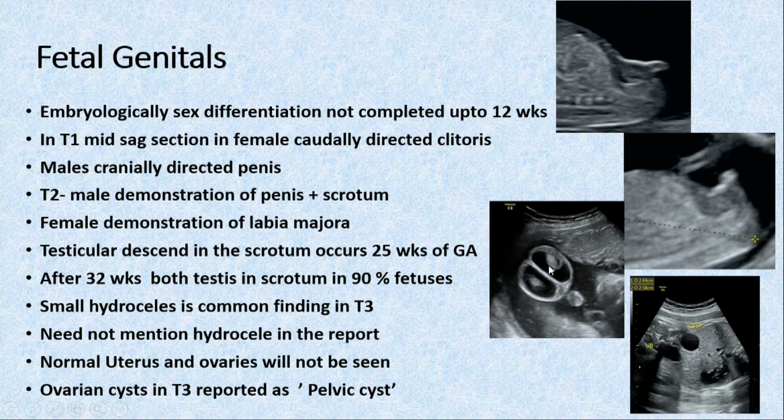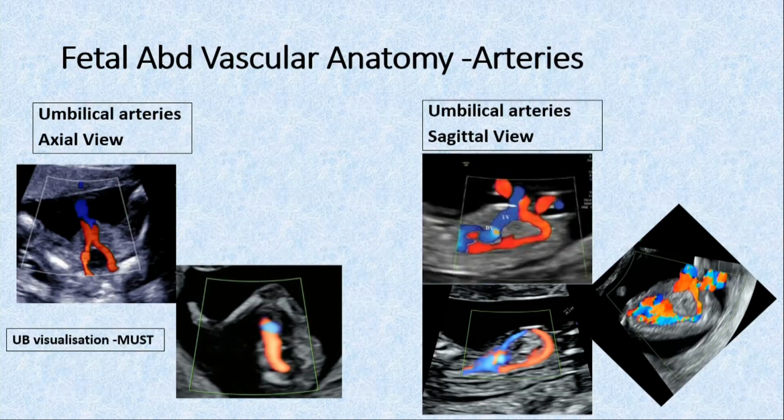And in the last trimester, the visualization of the hydrocele is very common. We do not mention that in your report. And also whenever we see an ovarian cyst, we better mention it as a pelvic cyst so that we will not fall in the trap of this PCPNDT. And now we come to the vascular anatomy.